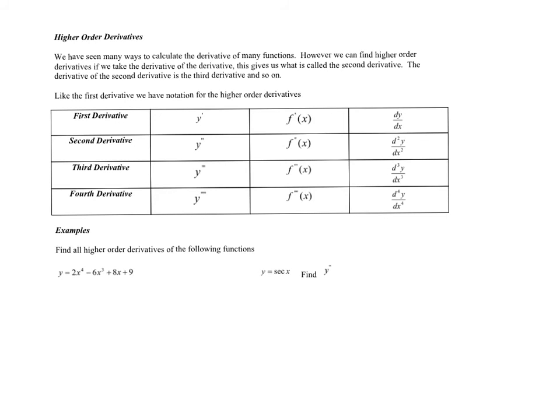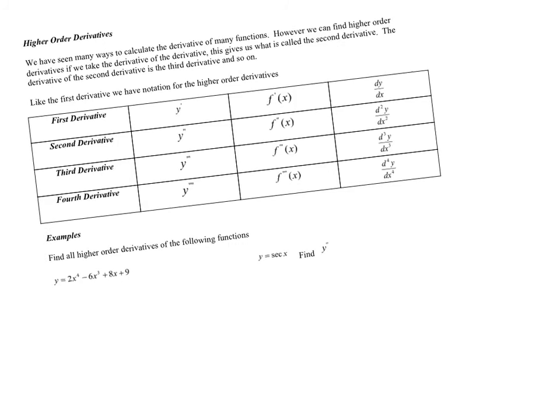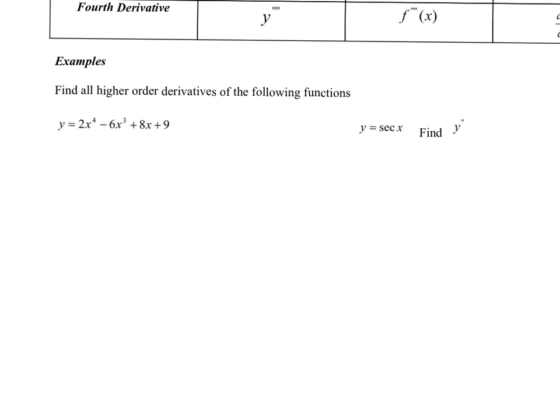So sometimes when you take a derivative, you have to use the product or the quotient or the power rule. All these things apply. And you can see our notation. For second derivative, instead of y prime, it's y double prime or f double prime. Or for the d notation, we do d2y dx2. So in some of them, like this first one, you can actually find all the higher order derivatives, because eventually it'll go away. Because y prime is going to be 8x to the third minus 18x squared plus 8. And then the 9 goes away.